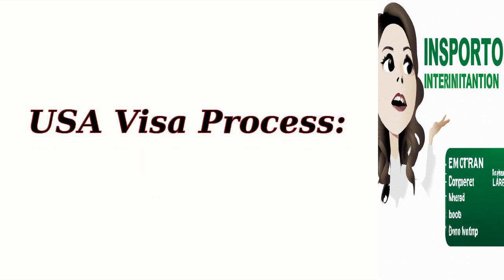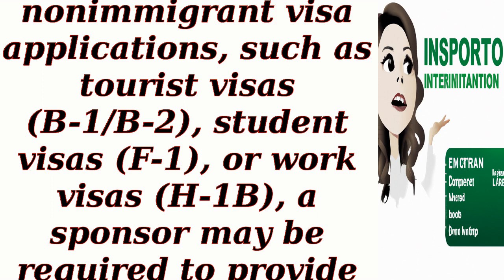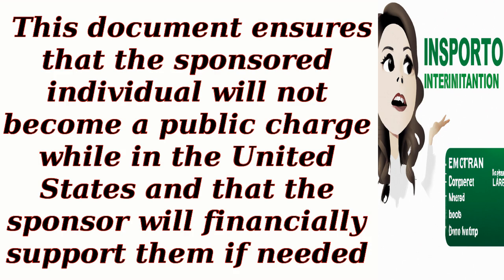USA visa process. Affidavit of support. For most non-immigrant visa applications, such as tourist visas (B1/B2), student visas (F1), or work visas (H1B), a sponsor may be required to provide an affidavit of support. This document ensures that the sponsored individual will not become a public charge while in the United States and that the sponsor will financially support them if needed.